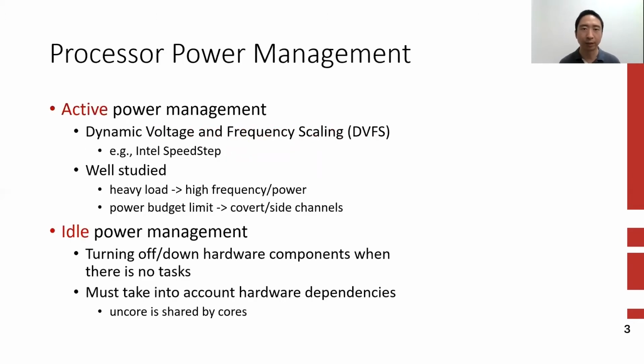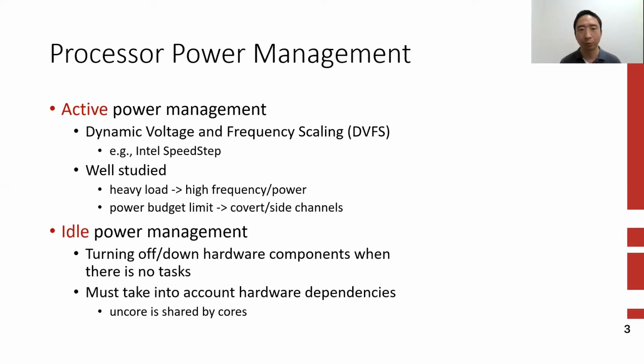Power efficiency is very important for modern processors. They use sophisticated mechanisms to conserve power. When executing instructions, processors are in the active state. There are mechanisms managing the power of the active state, such as DVFS. Related security implications have been explored by the literature.